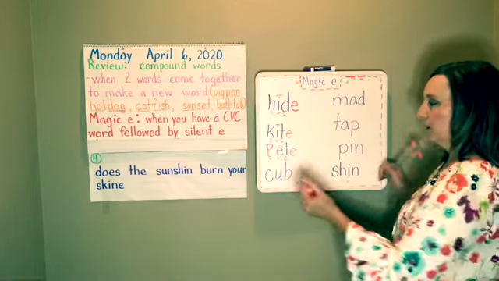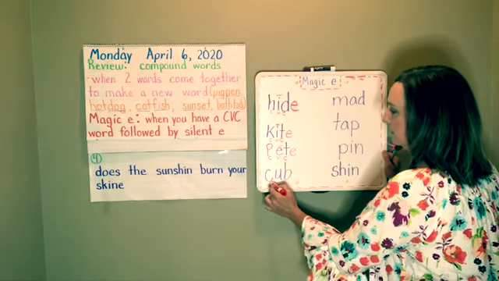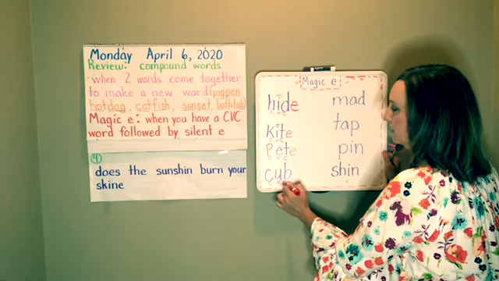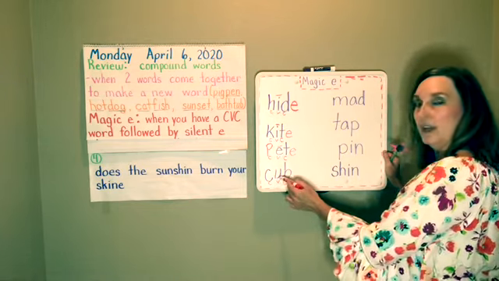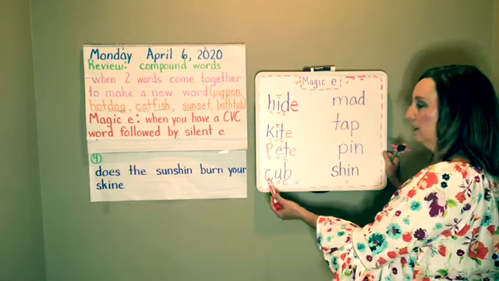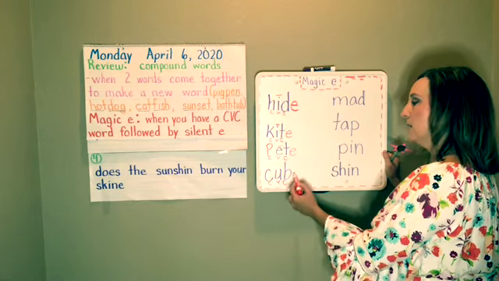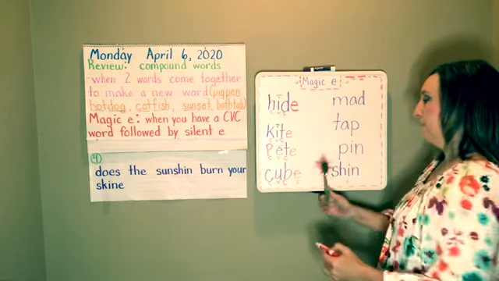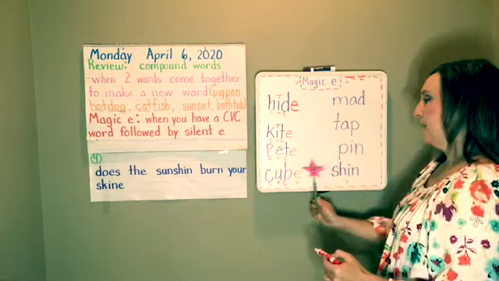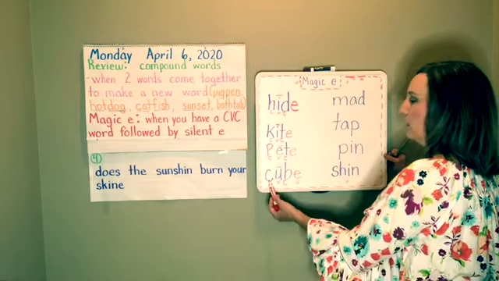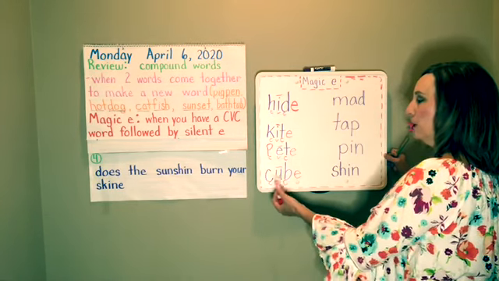All right, next word. This is a consonant, vowel, consonant. Right now that U says its short sound. Let's read it. You read it with me. Cub, cub. So if I put that magic E, it makes the U say its long sound. Let's read it now. Cube, cube.